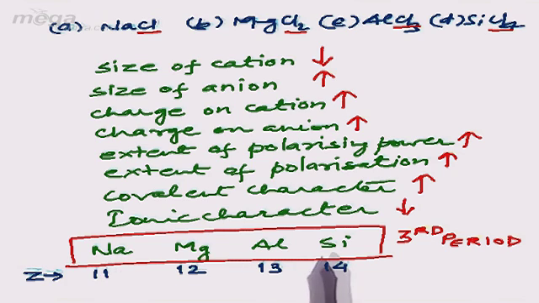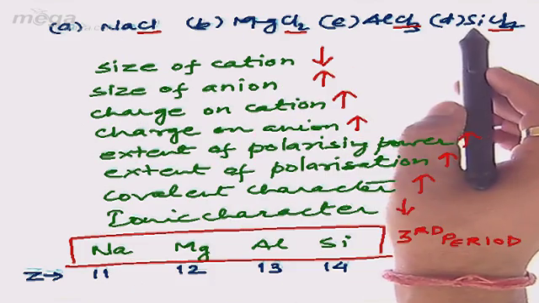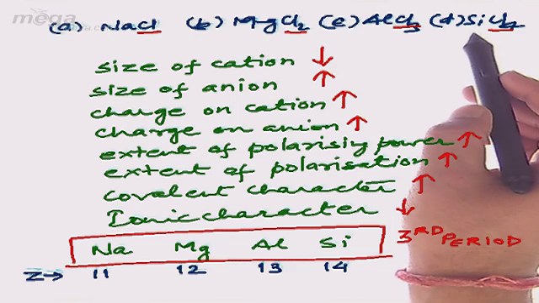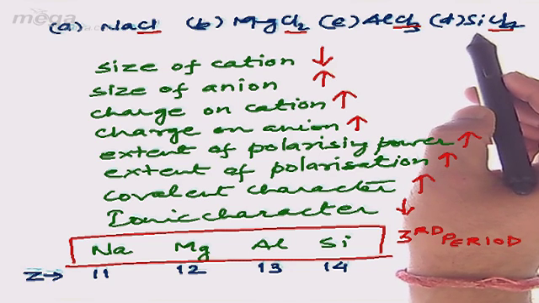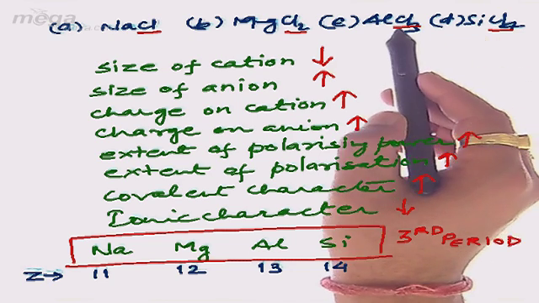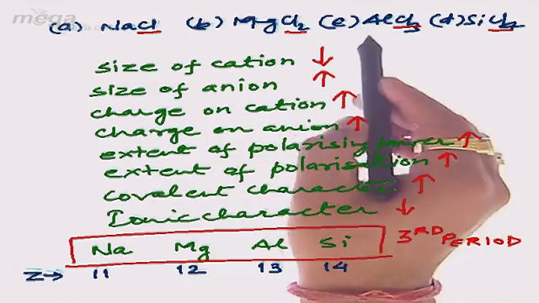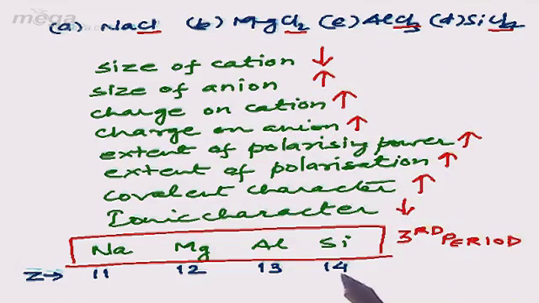So among the four, silicon will have the smallest size, larger to which is aluminium. Now the atomic radius of magnesium will be greater than aluminium, and for sodium it will be greater than magnesium. That means among these four compounds, silicon will have the smallest size, so it will possess the maximum covalent character.